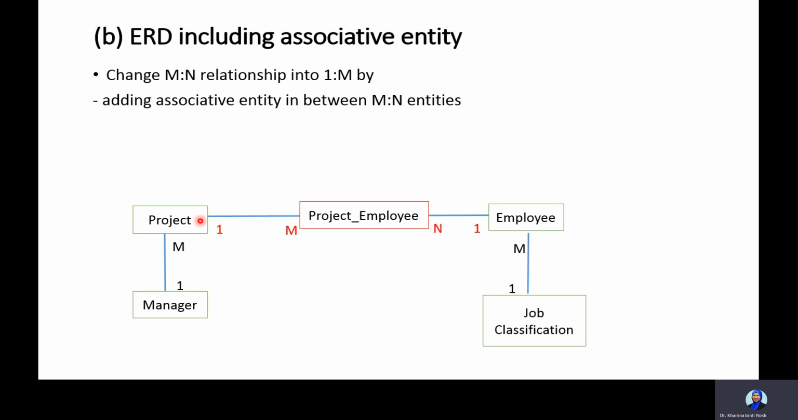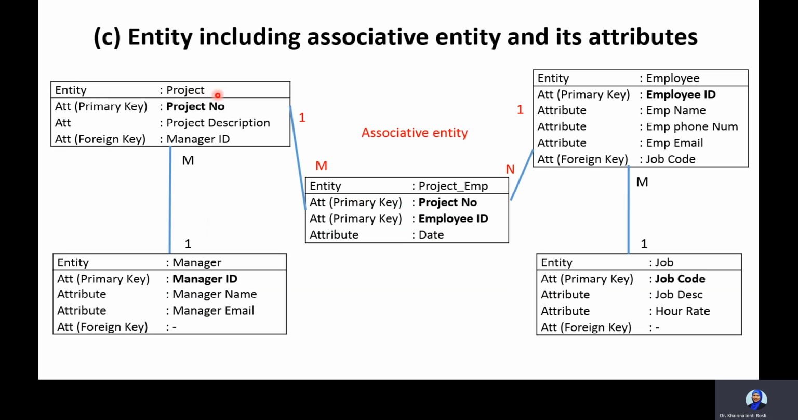For example, project. The entity is project. The primary key is project number, then project description, manager ID. Project and the primary key is the project number. All related to the project are the attributes. Okay, manager entity, the attribute for the primary key is manager ID. The special characteristic that identifies each of the managers is the manager ID.